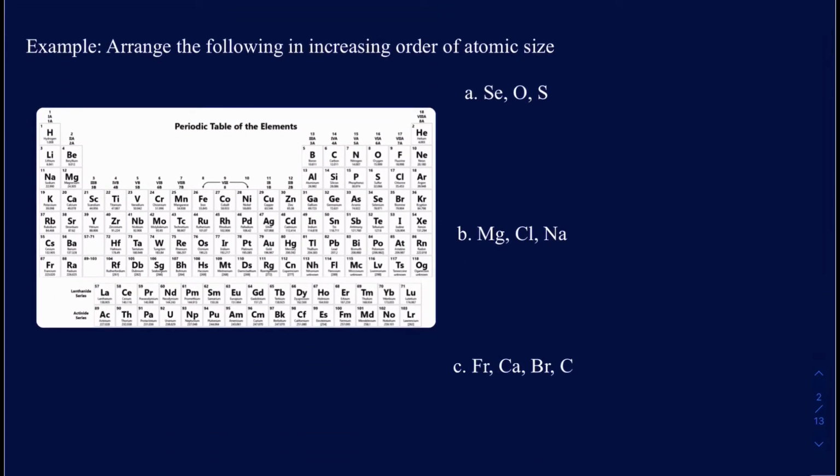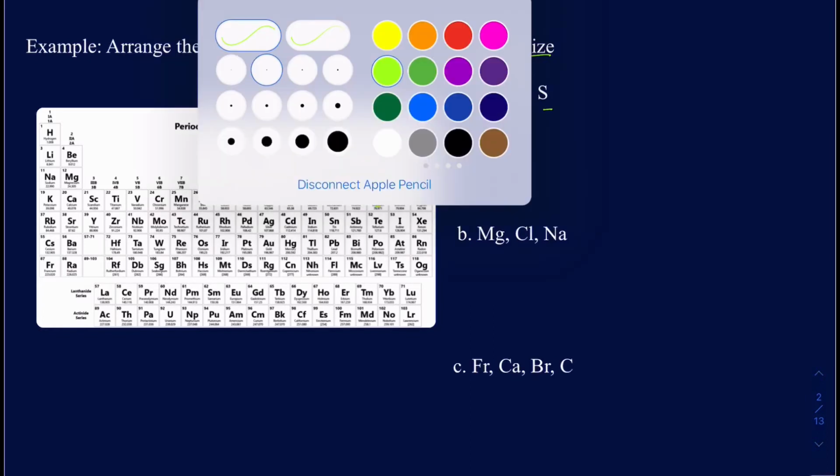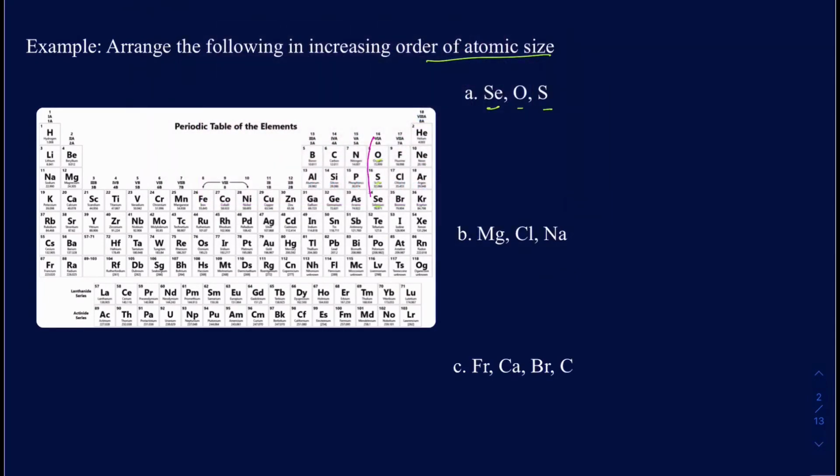So suppose I'm asked to increase these sets in order of increasing atomic size. So the first thing you want to look for is if the elements are in the same group or in the same period. So I got the selenium, oxygen, and sulfur. So when I'm looking at the periodic table to figure out where they are, I got selenium right there, sulfur right there, and oxygen right there. And maybe I can change the color there to see it better. So those are the three elements I'm looking at.